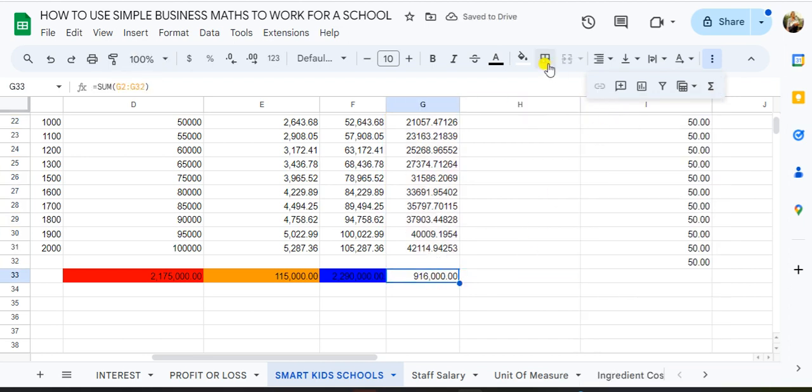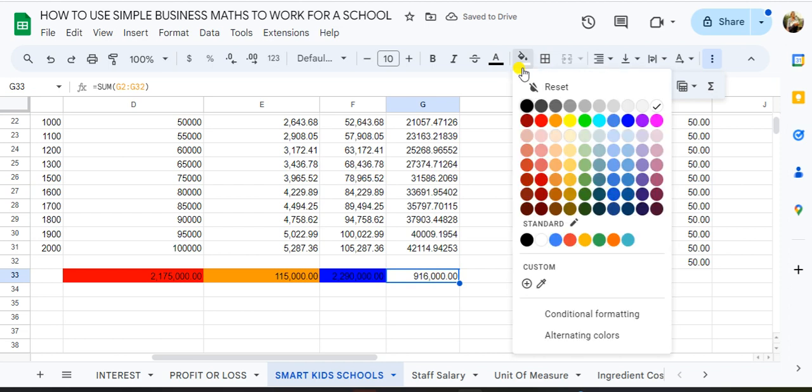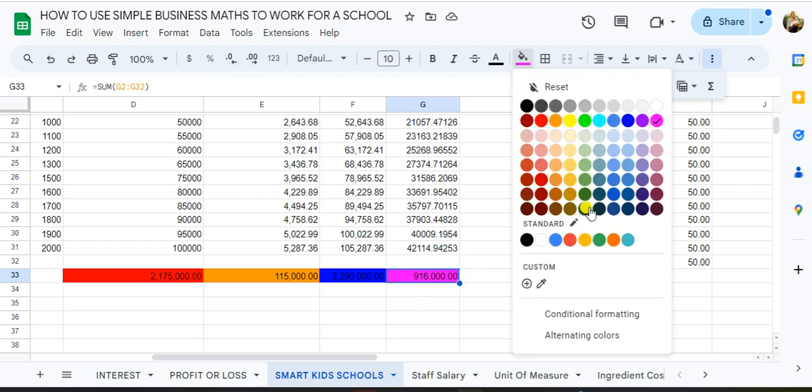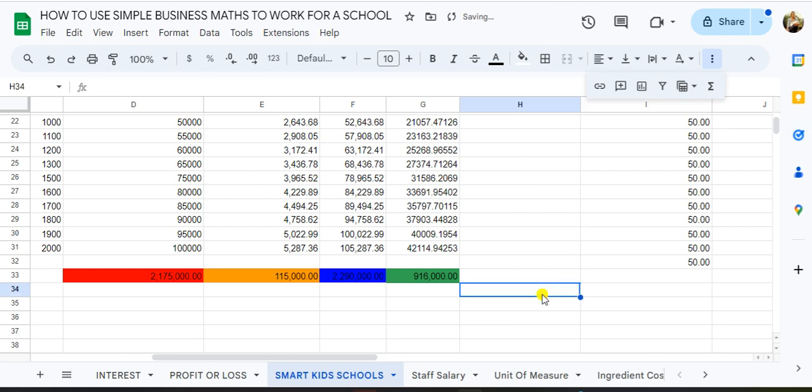So if the school uses 40% to sell, I think we need to use green because it's a profit. I love to use green for my profit. Because the school used 40% to sell, they are going to get 916,000 naira profit out of the 2,290,000 naira.